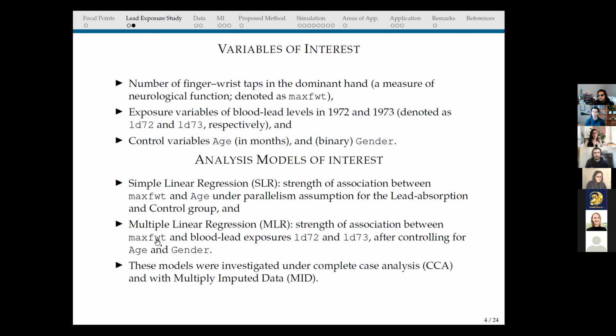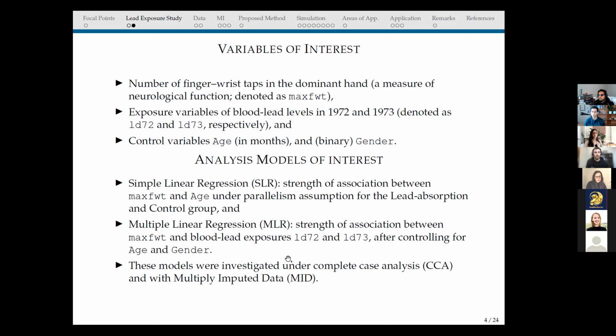Now, the second objective of the study is something I introduced. I wanted to learn the association between neurological function and the nasty exposure to lead. I wanted to see that strength of association after accounting for whatever age and gender do. When you have age and gender in the model, they already explain some proportion of variation in the outcome. My objective was to see how much additional variation can be explained if I include the lead exposure in the model.